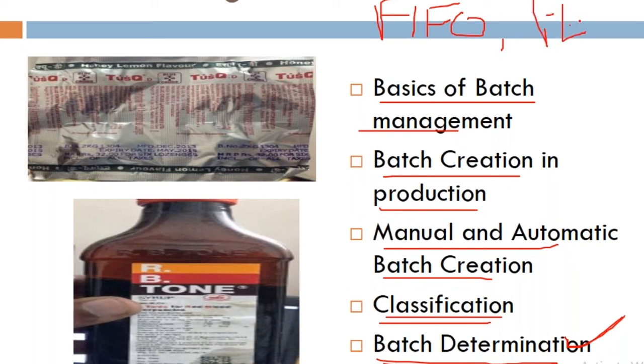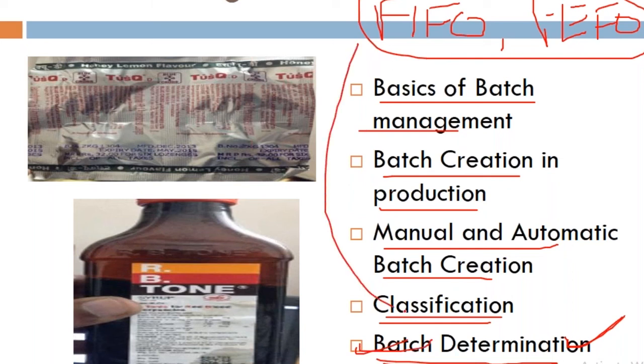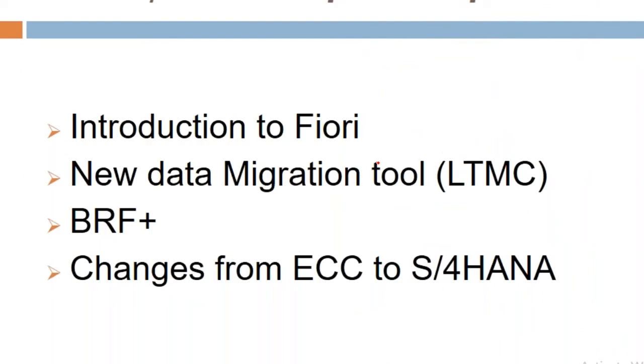Then we will see batch determination. Batch determination means selecting the batches from the stock according to certain rules. You might have heard of these rules: FIFO, first in, first out, and first expiry, first out. Using these rules, how to pick the batches from the stocks of the input materials, raw materials, in the production order or process order.